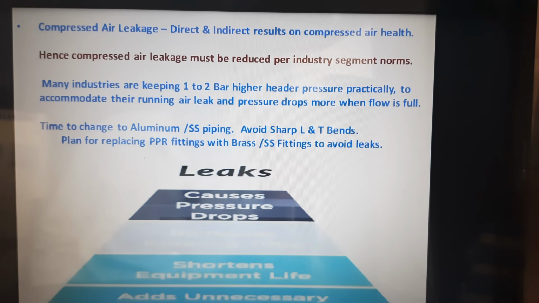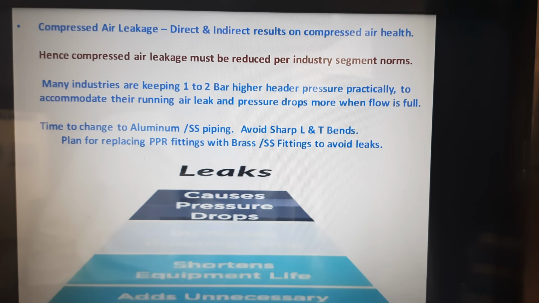Compressed air leakage, the direct and indirect results of the leakage, are definitely telling upon the compressed air health. If you see the compressed air leakage, it can be reduced as per the industry segment norms. Each industry segment has its own norms, and based on that, let the leakage be reduced. Let it be 2% or 5% or 10%, and let us see to it that leakage is kept to the minimum as such.